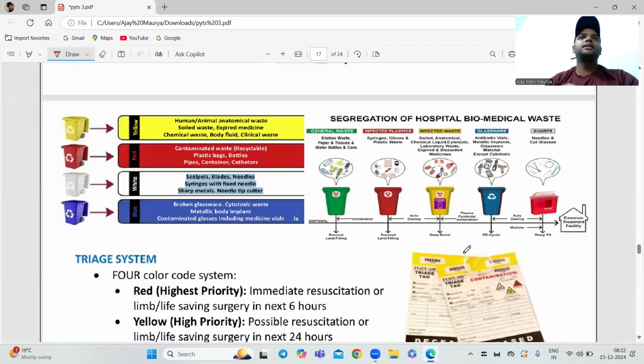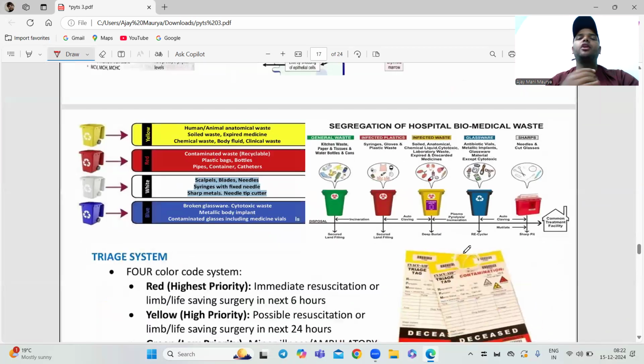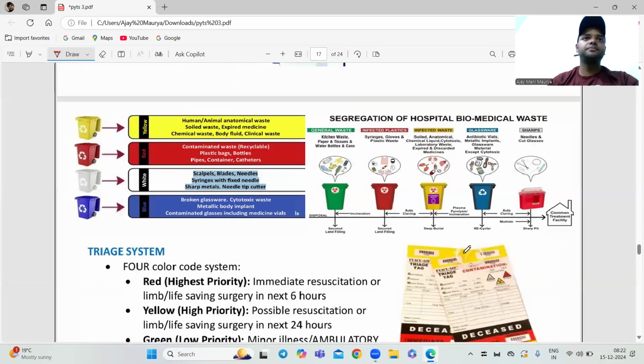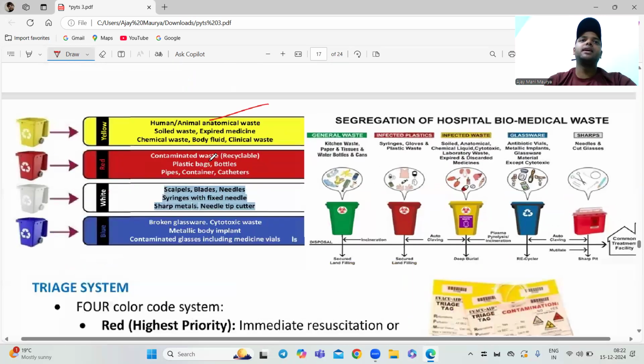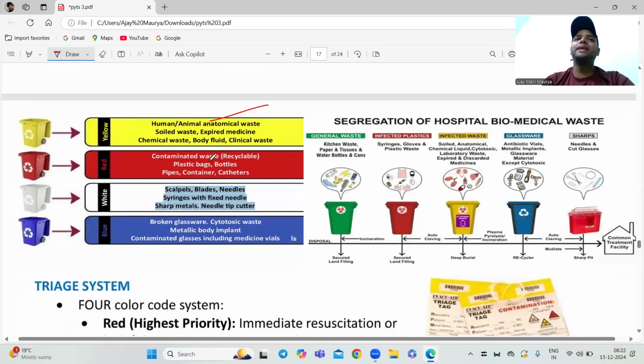Next one, guys, I think everyone knows this: biomedical waste. In yellow you have to put anatomical waste, solid waste, expired medicines, chemical waste, body fluids, and clinical waste. For the red one: contaminated waste, recyclable plastic bags, bottles, pipes, contaminated containers, catheters. You have to put these in the red box.